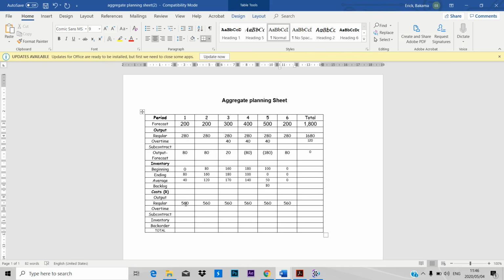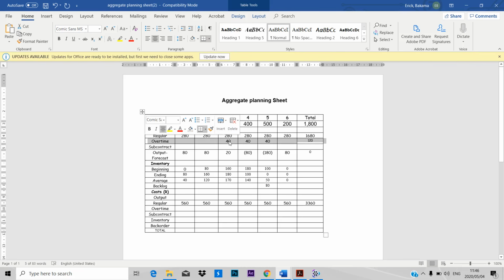Remember, now we still need to find the total of all. We take the 560 times 6, you will get a total of 3360. In this case, it means that we have paid these people 560 for every period because they are producing 280 units times 2. The overtime, do we have any overtime that was used?